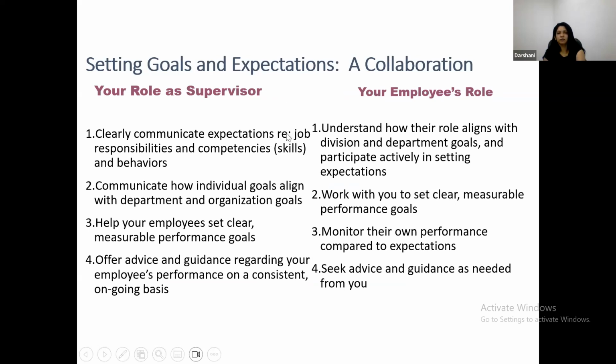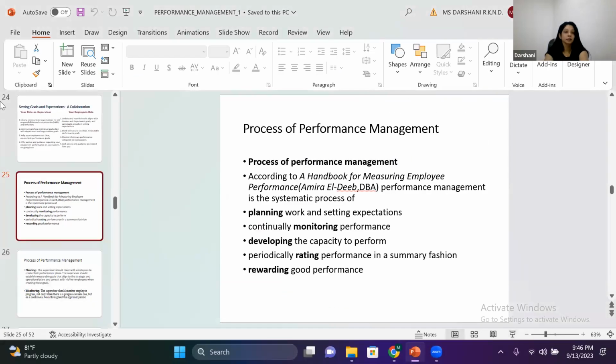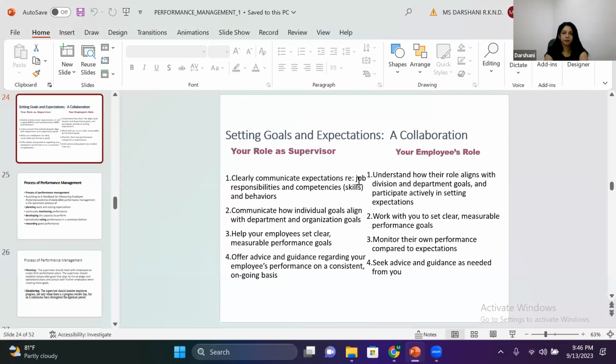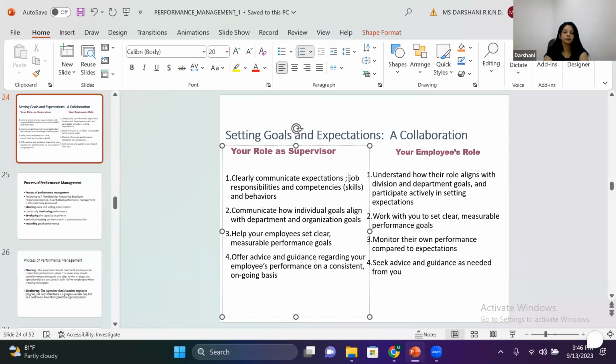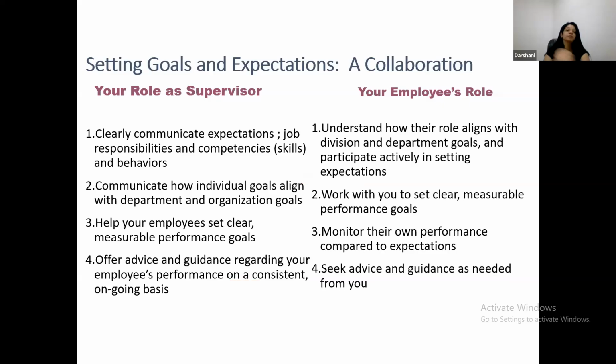You just cut this word, okay? Otherwise it's inappropriate. Expectations. Okay? It should be corrected like this. Clearly communicate expectations, job responsibilities, and competencies and behaviors, right? Clearly communicate expectations, job responsibilities, competencies, and behaviors.